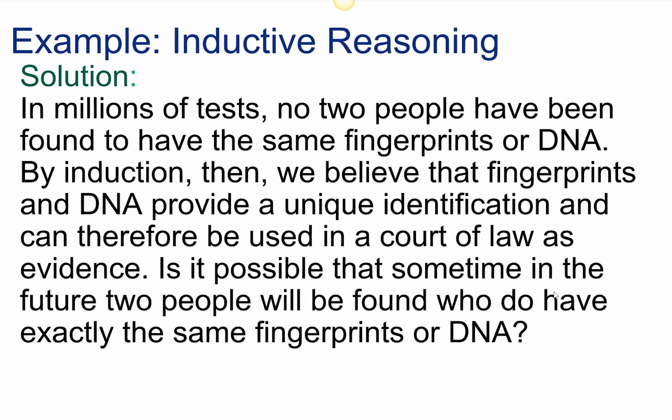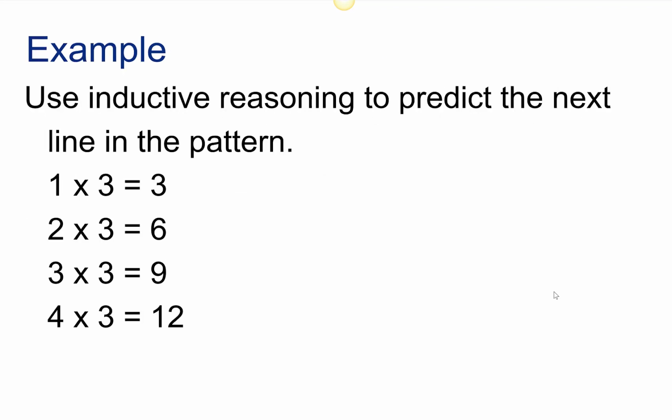Is it possible that sometime in the future two people will be found who do have exactly the same fingerprints or DNA? Interesting question. Okay, let's try a couple of examples with mathematics problems. Use inductive reasoning to predict the next line in the pattern. So you want to notice the patterns that we see here. On the left side, we see that the numbers are going 1, 2, 3, 4. The next number stays as 3. And then on the other side of the equal sign, these numbers are increasing by 3. So logically, the next line would be 5 times 3 equals 15.